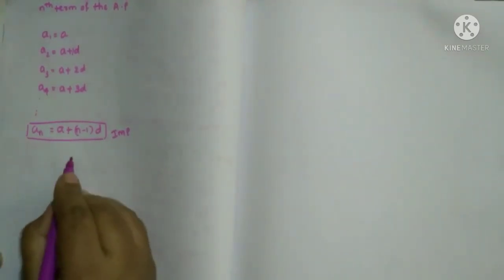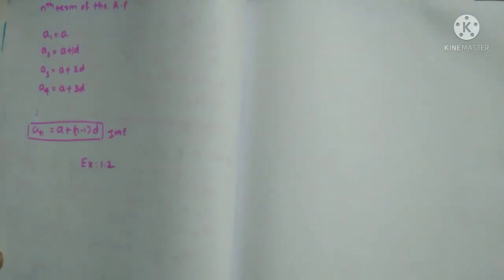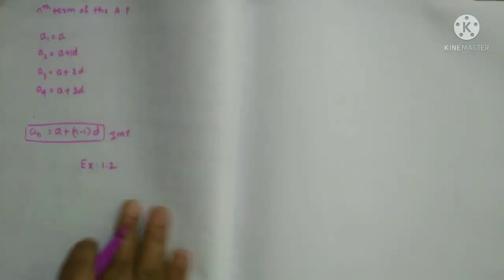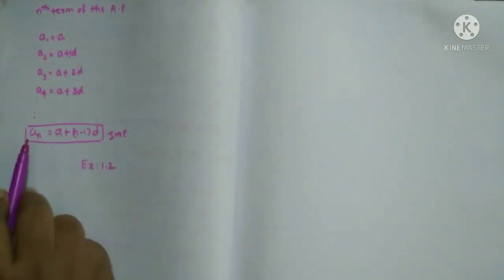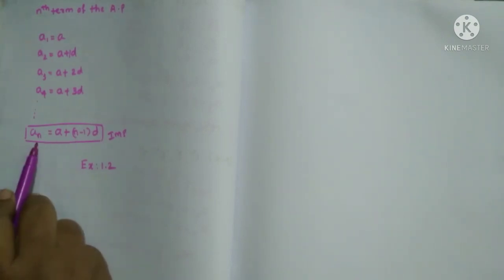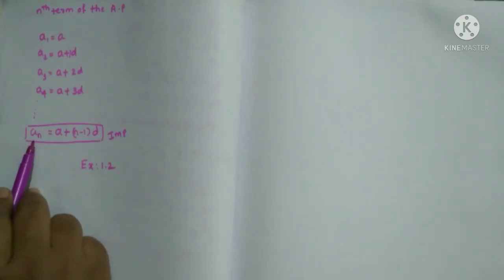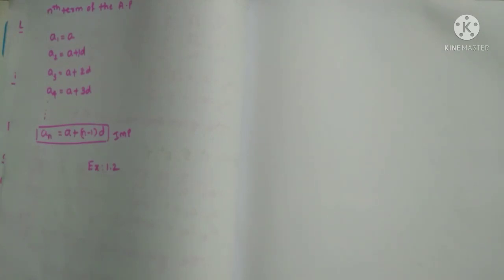Okay, we'll go for exercise 1.2 now. They have given one table. In one sum they give the A value and D value and ask for AN. In the next sum they ask for N, giving D and A, like that. In total, how many unknown things are there? AN, A, N, D, four are there. Three they have given, and the remaining one they ask you to find. You can simplify and find them. Okay, we'll see exercise 1.2 now.